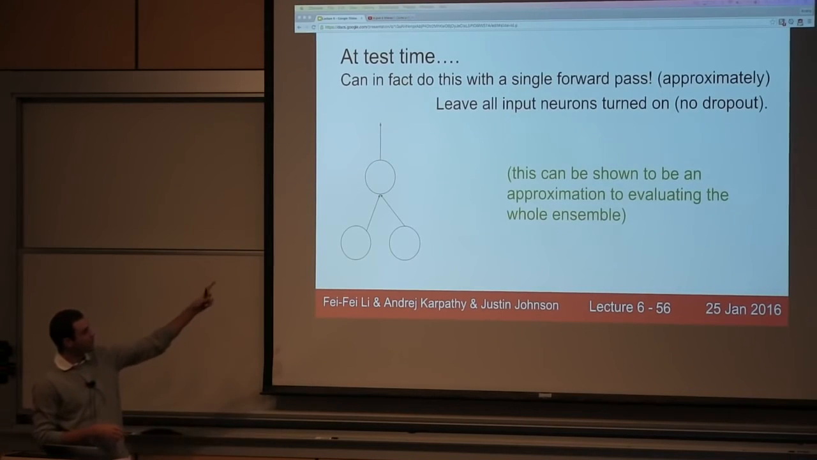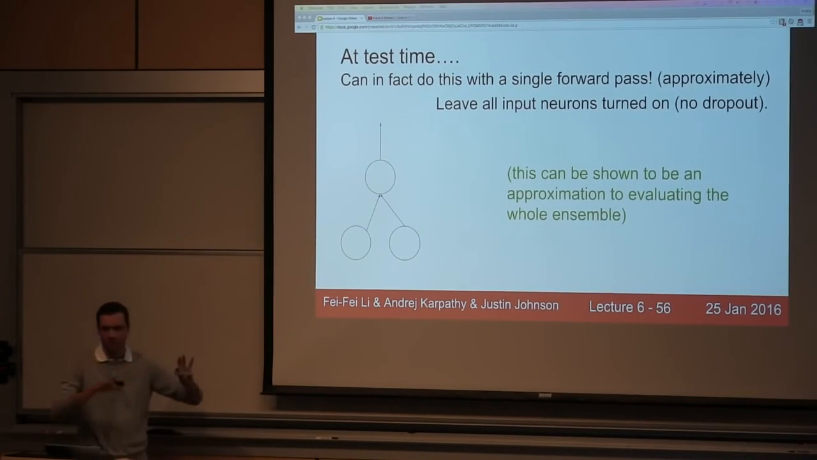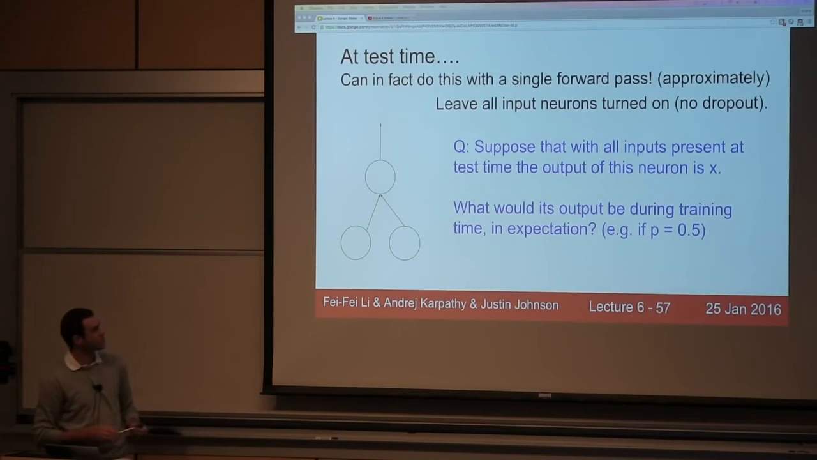So we're going to try to come up with a way where we can leave all the neurons turned on, so do no dropout in a forward pass on a test image. But we have to actually be careful with how we do this. In a forward pass for test images, we're not going to drop any units, but we have to be careful with something.